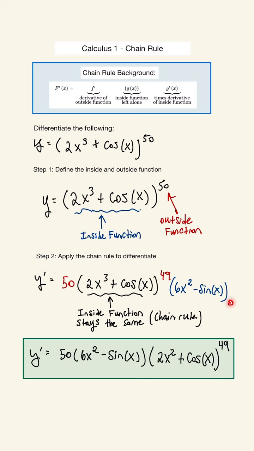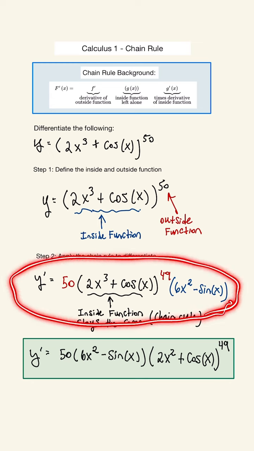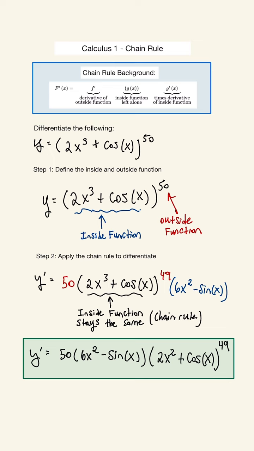And then by rearranging this function, we can rewrite it to be a little bit more neat, to where we have the 50 out in front, the 6x squared minus sine x multiplied by 50, and then (2x cubed plus cosine x) raised to the 49th power. And this is the solution for our example problem.